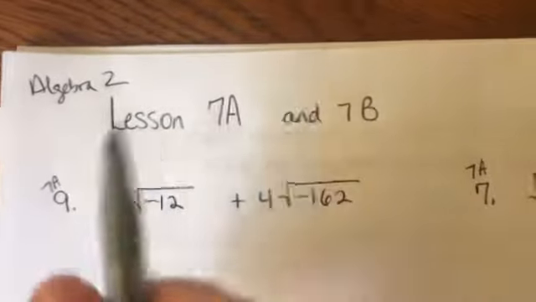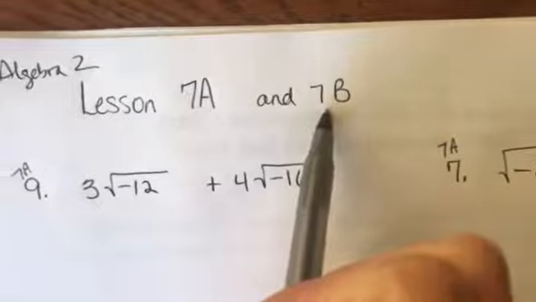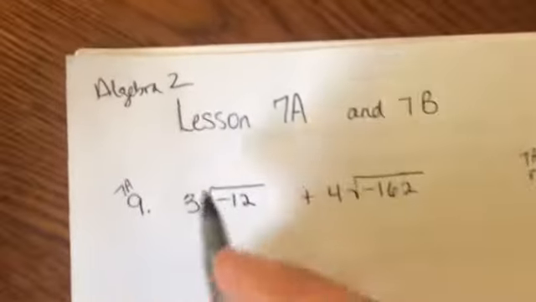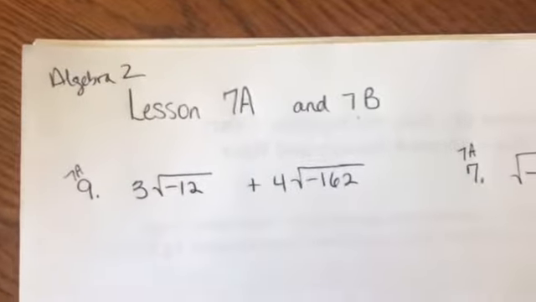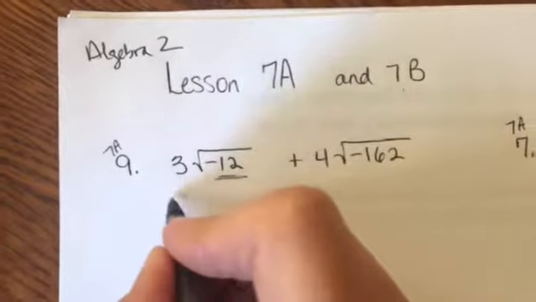All right, this is for Algebra 2, a little bit from 7A, mainly 7B. And we are starting the imaginary numbers. These first two are from 7A and everything else is going to come from 7B. But remember, I want you to show your work on here.